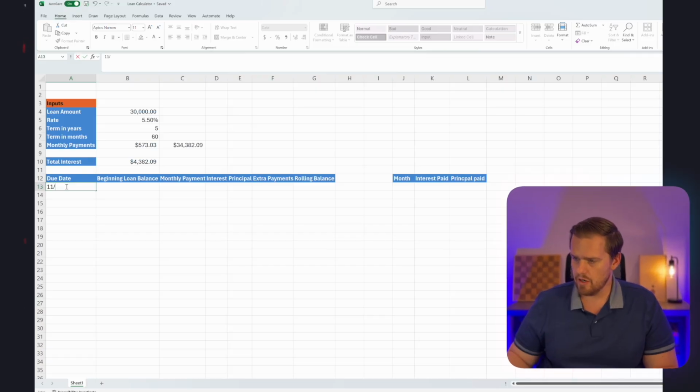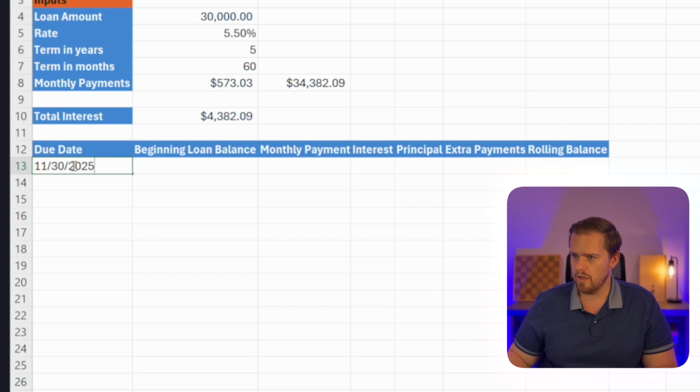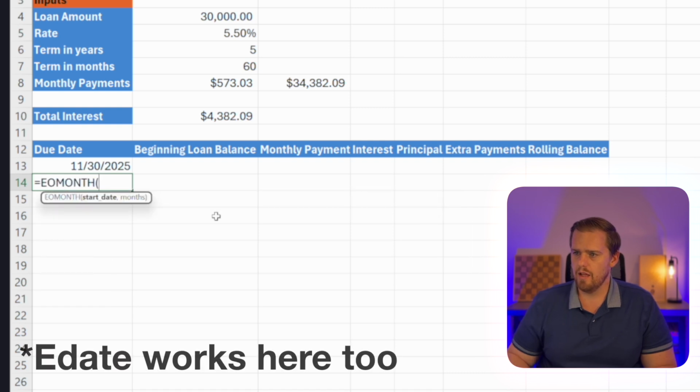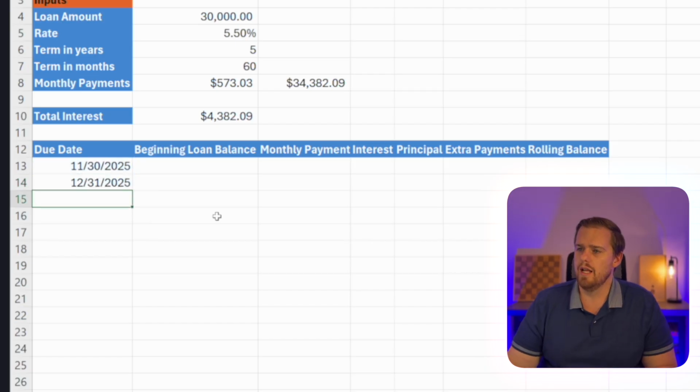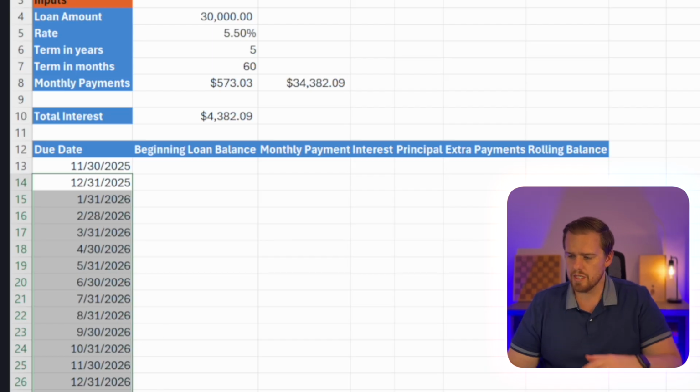I'm gonna get started by putting a due date in here. And then, just to make it a little bit easy, I'm gonna press equals EOMONTH. My start date will be November 30th, comma 1 for 1 month additional. And then we see that drops it down to 12/31. I'll go ahead and shoot this down here.